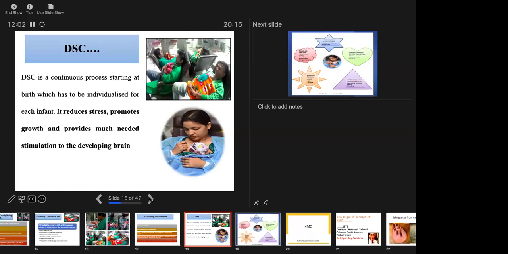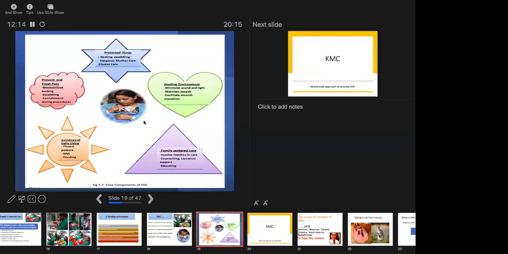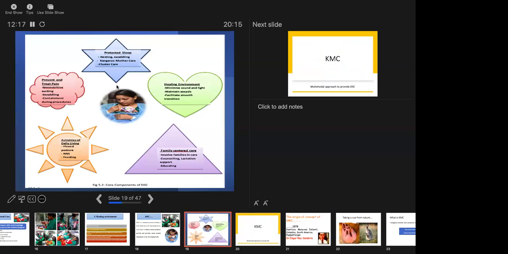So developmental supportive care is a continuous process which starts from birth, and it has to be individualized for each patient. It reduces stress, it promotes growth, and it provides the much needed stimulation to the developing brain. So in summary, these are the five components which I just discussed. One is protected sleep, where you promote sleep by nesting, swaddling, facilitated tucking, kangaroo mother care, clustering of activities, and minimizing the sound and light in the NICU. The second component is prevention and treatment of pain using both pharmacological and non-pharmacological measures. The third component is activities of daily living.